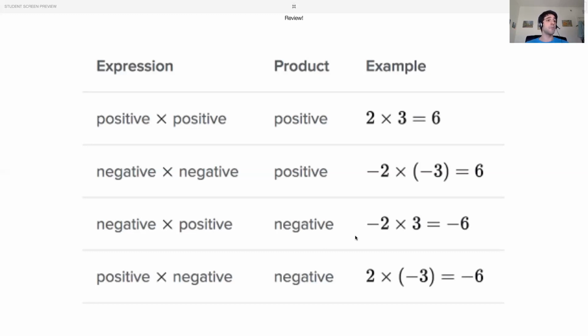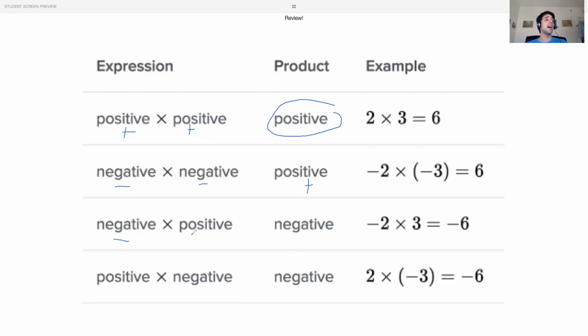So here's some examples, a little bit of a review here. Let's keep in mind that when we multiply 2 positive numbers together, our product here is going to be positive. Multiply 2 negative numbers together, once again, our product is positive. Remember, 2 negatives multiplied together gives us a positive.